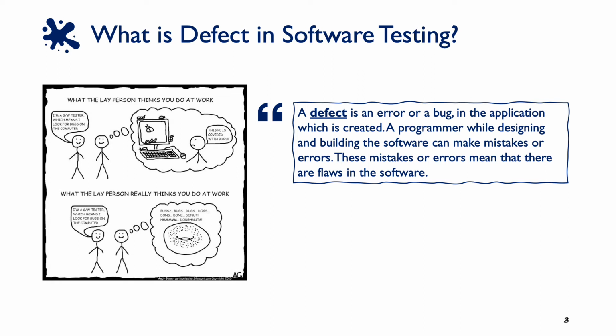So when we are talking about a defect in software testing, it is an error or a bug in an application. I think it is very natural that a programmer can make mistakes or errors when they build a software due to various reasons. For example, a deadline for the new version or something like that.